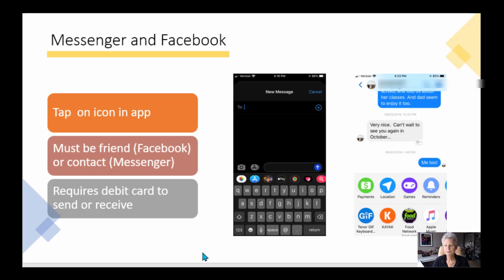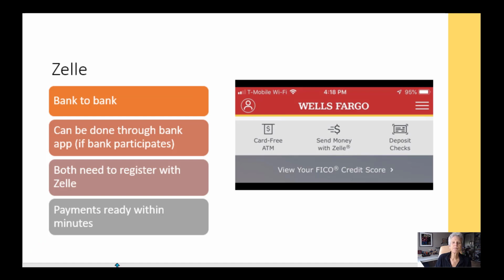Facebook also offers a similar thing. So when you are on the Facebook app, and this would be the Messenger app, you would tap on payments. And once again, you can specify who you're paying and how much it would be. And one thing you have to remember is that you do need a debit card to send or receive money through either of these services. Zelle is a bank-to-bank service. If both banks have a relationship to Zelle, it's easy to do with your bank app. Both parties, if you're using individual, they both have to be registered with Zelle. And the good thing about Zelle is that the payments are ready for spending within a few minutes.